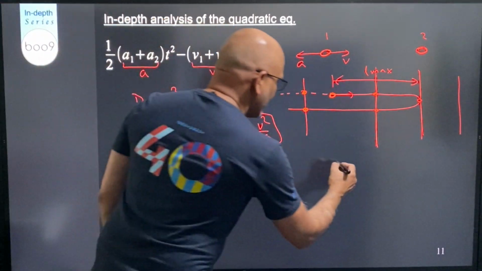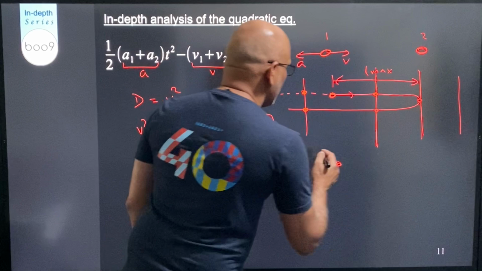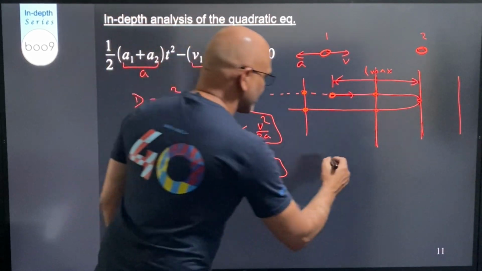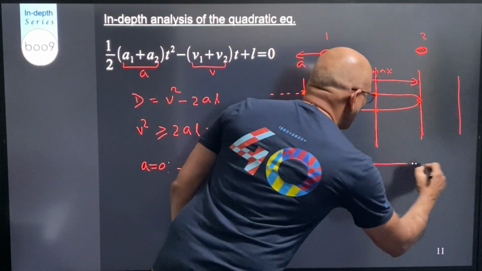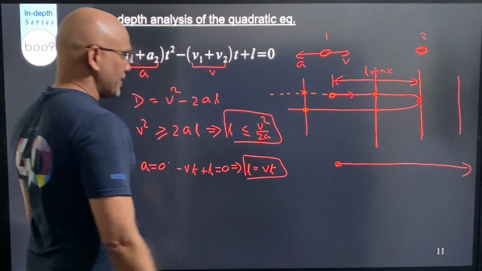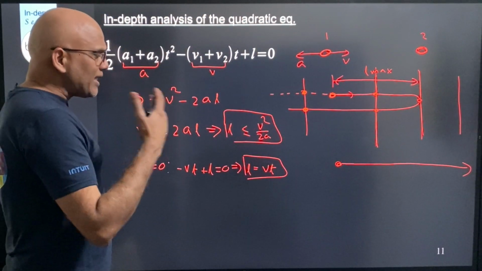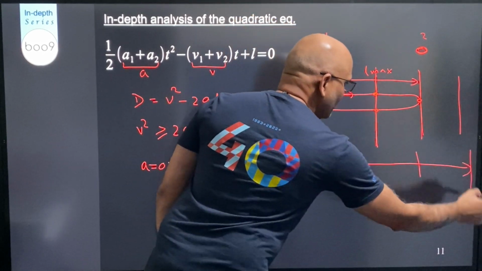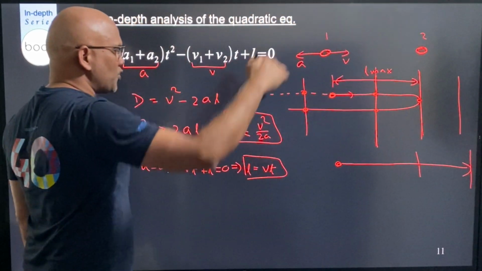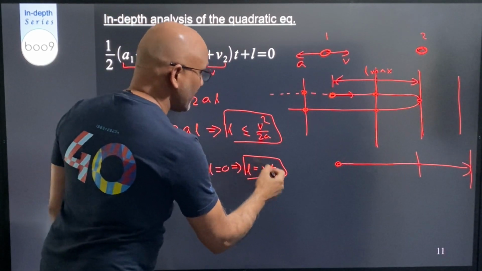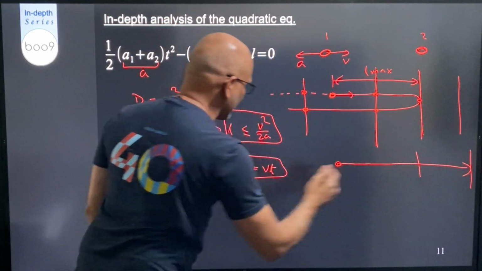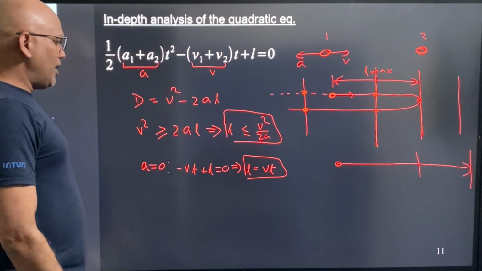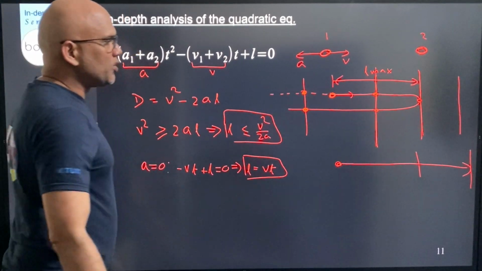Now in this case, the particle has no acceleration, so it is just going to continue going indefinitely, right? So there is no maximum value of L. Give me any L in the future, I can always, given enough time, reach it, right? So there is no maximum value of L. So this is the case for a is equal to 0.